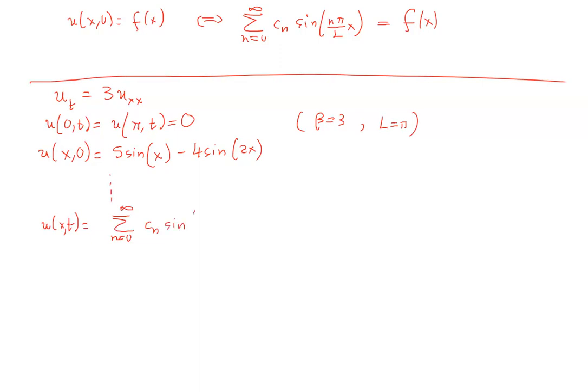now let's see how this is going to turn out. Remember, what was this? Take a look at this. It goes n pi over L times x, but now L is pi. So pi and pi cancel each other, and what you get here is nx. And e to the negative what now? You had n squared pi squared over L squared. Since L is pi, you will get pi squared over pi squared. So this will be n squared t.